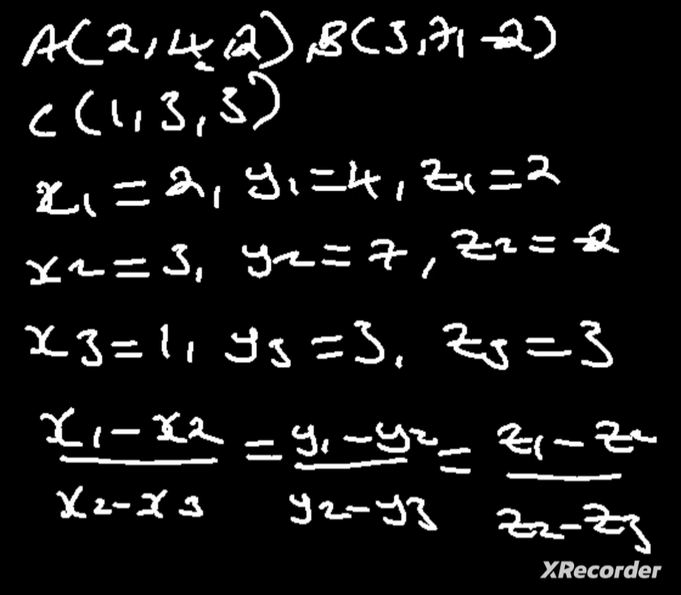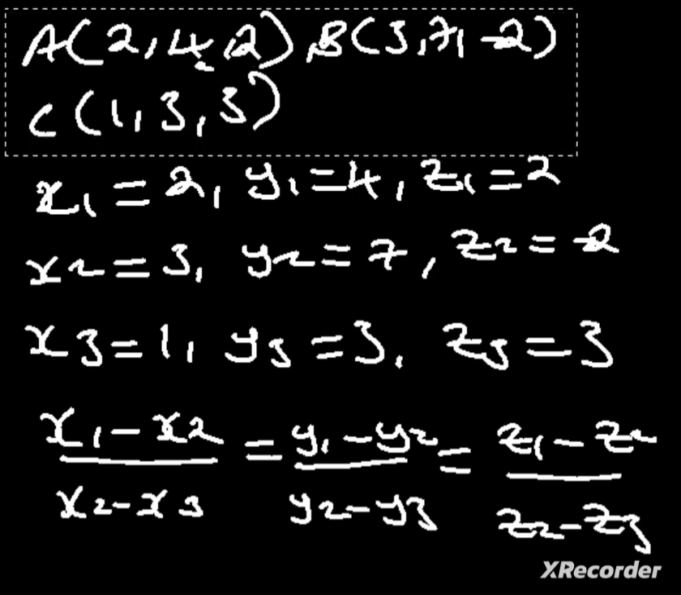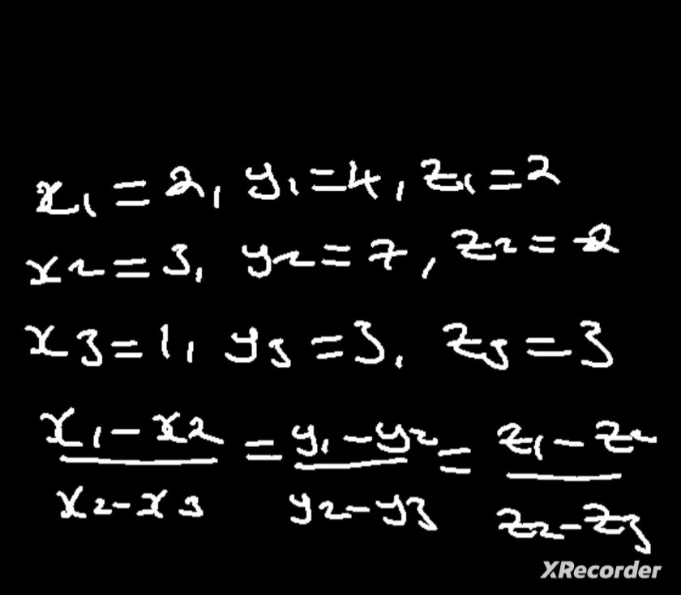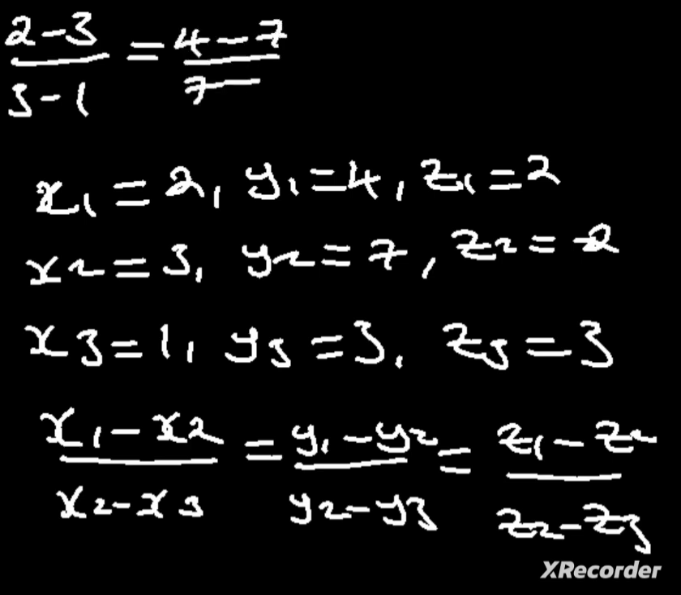So now we just have to substitute the values that we have into the formula. In this case, what is x1? We have it as 2, minus x2, which is 3, divided by x2, which is 3, minus x3, which is 1, which is equal to, now what is y1? We have it as 4 minus y2, which is 7, divided by 7 minus y3, which is 3.